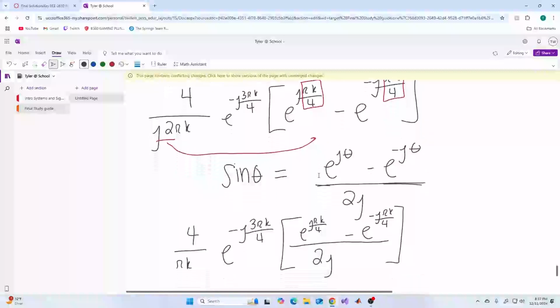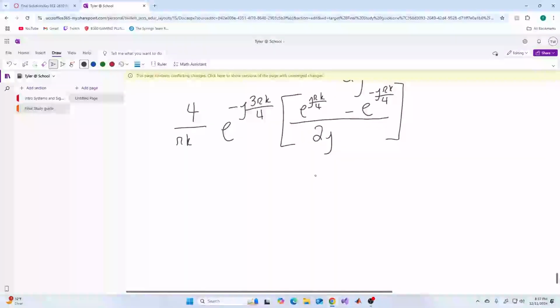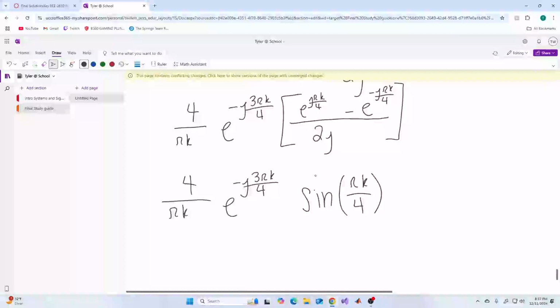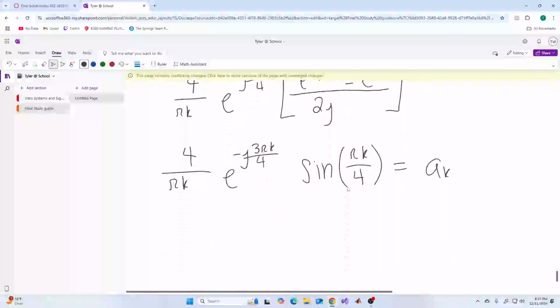Now we're in sinusoidal form. So I can say this is 4 divided by pi k, e to the negative j 3 pi k divided by 4 times the sine of pi k divided by 4. And this is our final answer. This is a sub k. So I can figure out any a sub k if I were to plug in 1 for k, 2 for k, 3 for k, 4 for k, and so on and so forth. I can get back my value. So this is how we accomplish that.